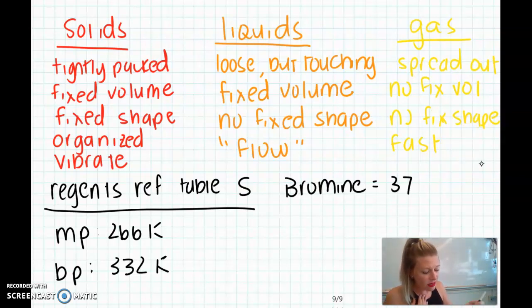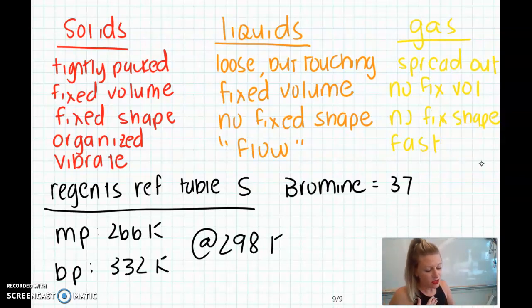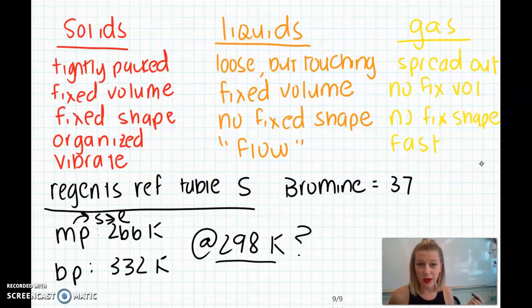So we have our melting point, we have our boiling point, and I want to know at 298, what phase would we be in? So looking at these, how do I determine that? Well, if the substance has already melted, it would already have gone from that transition of a solid to a liquid. So we have to look at 266. Has bromine melted if it's already at 298? And the answer is yes. So it's already past its melting point, which means it's already transitioned from solid to liquid.